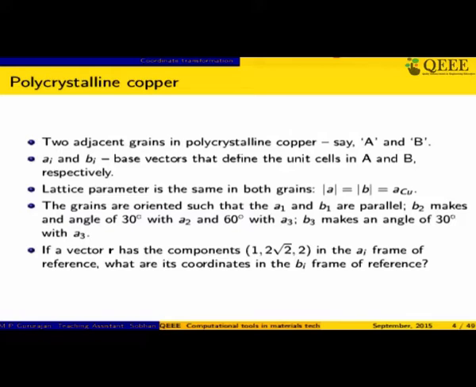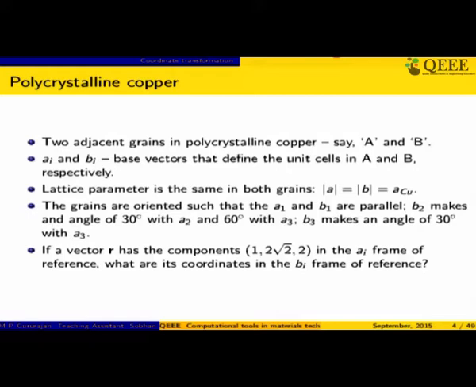Now, if you have a vector R which has components 1, 2, root 2 and 2 in the Ai frame of reference, we want to know what its coordinates are in the Bi frame of reference. These kinds of computations become very important because we might have different grains, and sometimes these could even be different crystal structures. For example, A and B could have different lattice parameters. So many different possibilities are there. But we will consider the simplest case where both have the same lattice parameter, but the orientation of one with respect to the other is different. So now I have a vector.